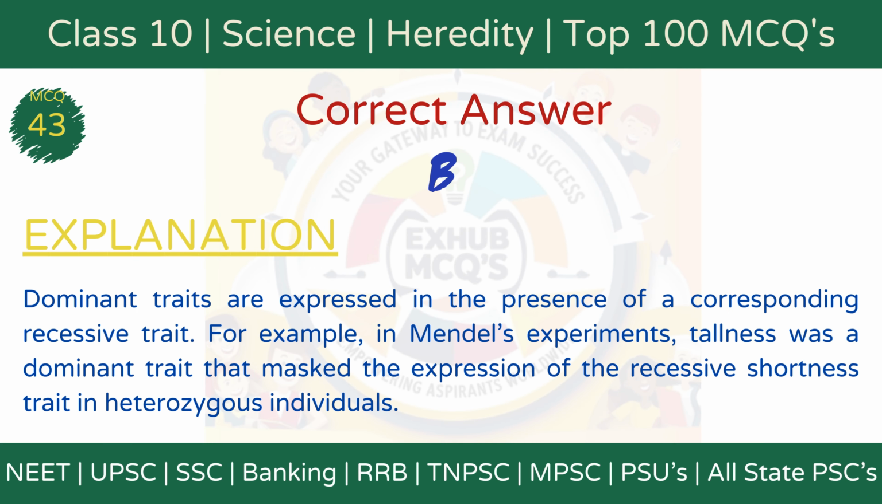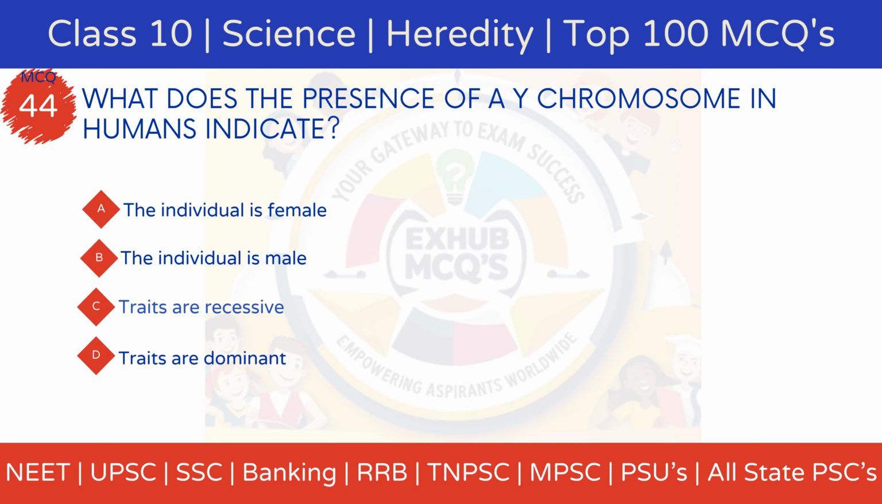The correct answer is option B, they mask recessive traits. Explanation: dominant traits are expressed in the presence of a corresponding recessive trait. For example, in Mendel's experiments, tallness was a dominant trait that masked the expression of the recessive shortness trait in heterozygous individuals. MCQ 44. What does the presence of a Y chromosome in humans indicate? Option A, the individual is female. Option B, the individual is male. Option C, traits are recessive. Option D, traits are dominant.